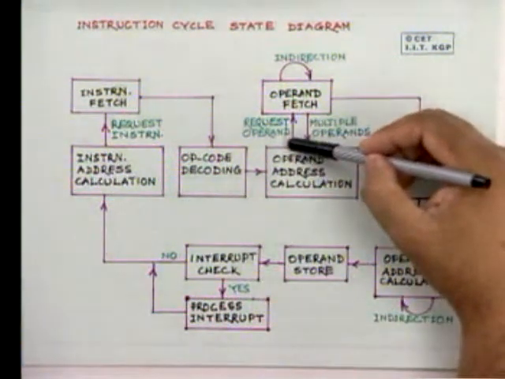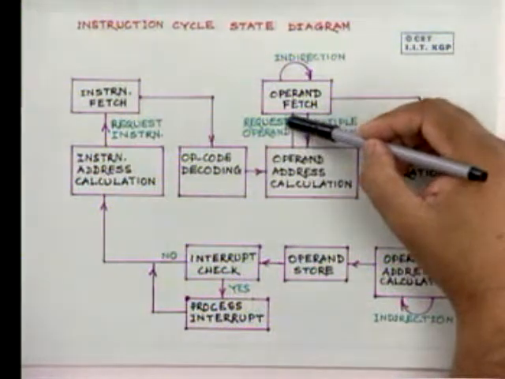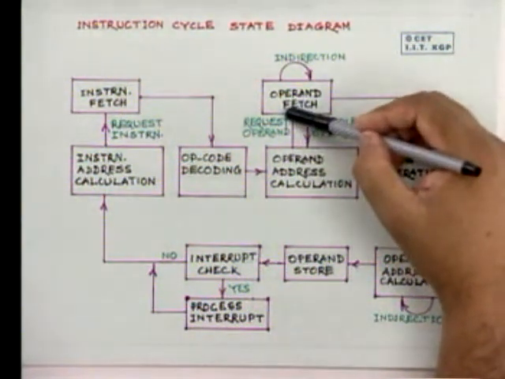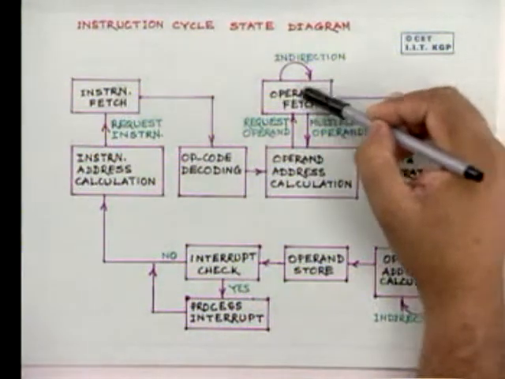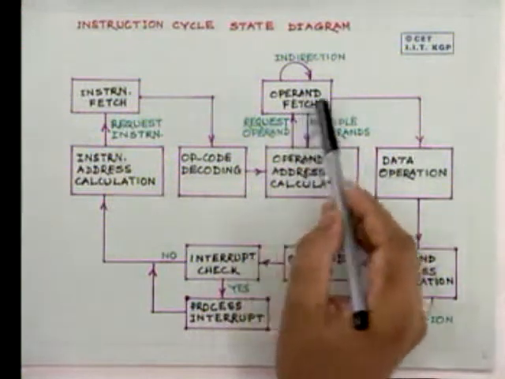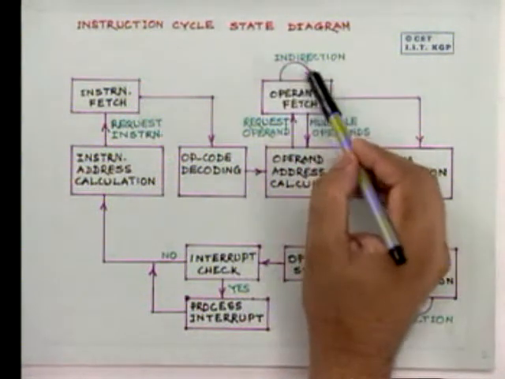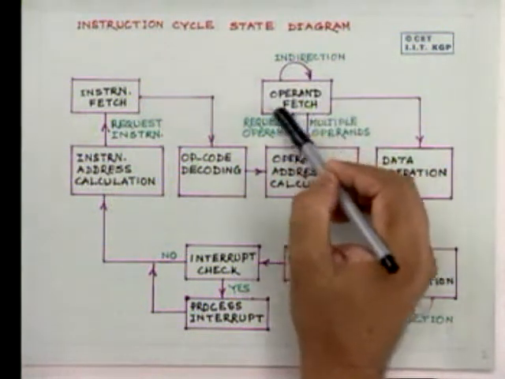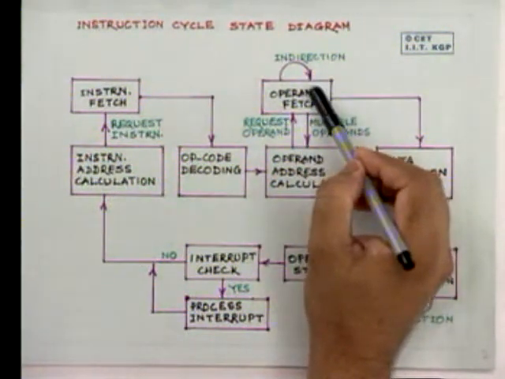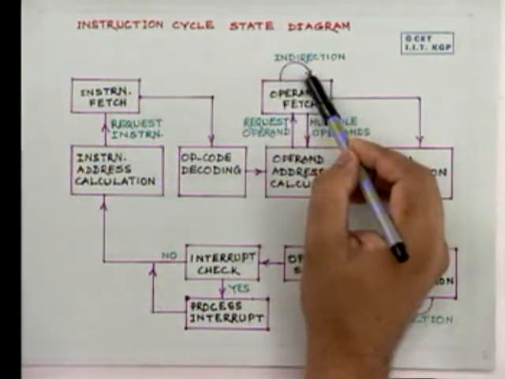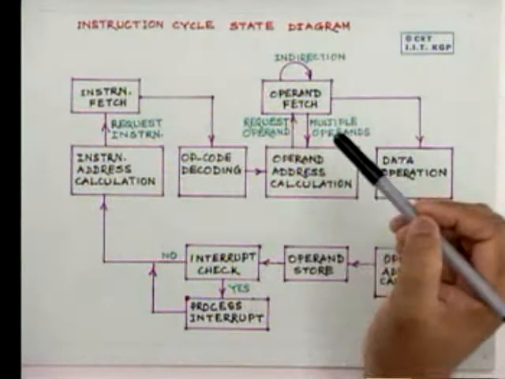Now, operand address calculation is done, and then a request for the operand is made with this transition in the state diagram to this state. Here we have the operand fetch, and if there is indirect addressing, it makes a loop over here to get that operand, as many times as the indirection goes. Mostly the indirection that we have discussed is one level of indirection.